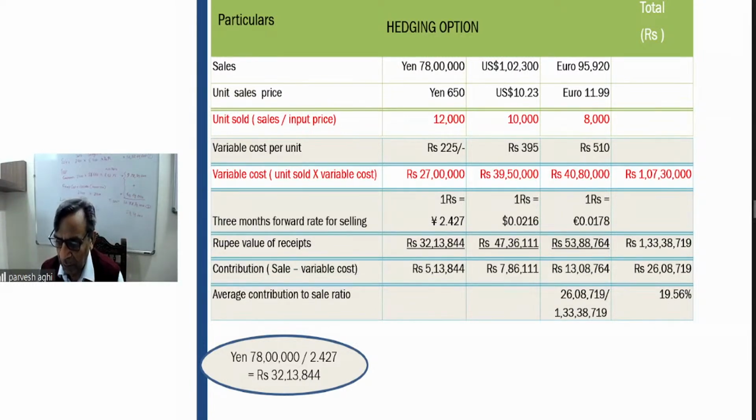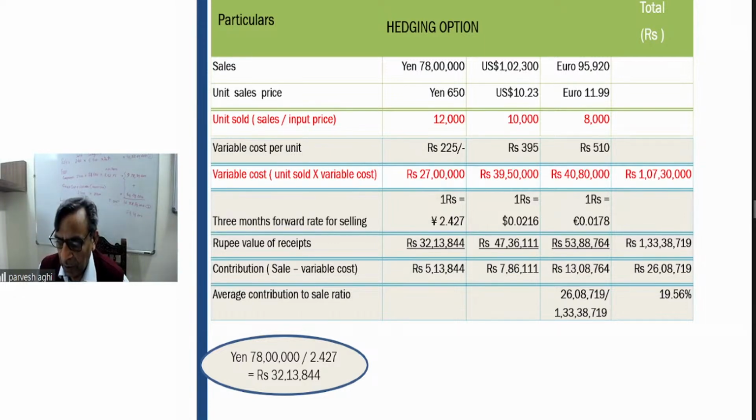2.427. Why are we dividing? Because it is an indirect quote and we need a Japanese quote. So either we divide and calculate the direct quote and then multiply, or we can simply divide 78 lakhs by 2.47, which was actually the ask rate. So when we are converting the quote into yen, this will become the bid rate. So this is 32 lakhs. Fine. I hope you are understanding.